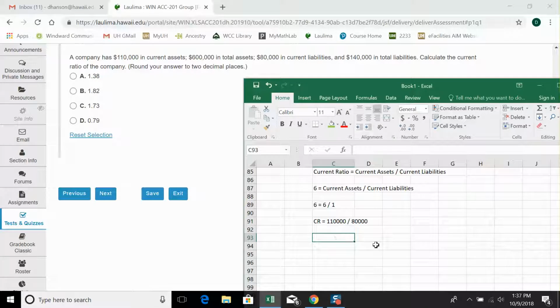And then all I have to do is take 110,000 and divide by 80,000. Okay, and in Excel you got to put an equal sign before that. I get 1.375, and it says round your answer to 2 decimal places. So it would be 1.38 because that 5 rounds up to an 8 for the second decimal place, right? Okay, 1.38.